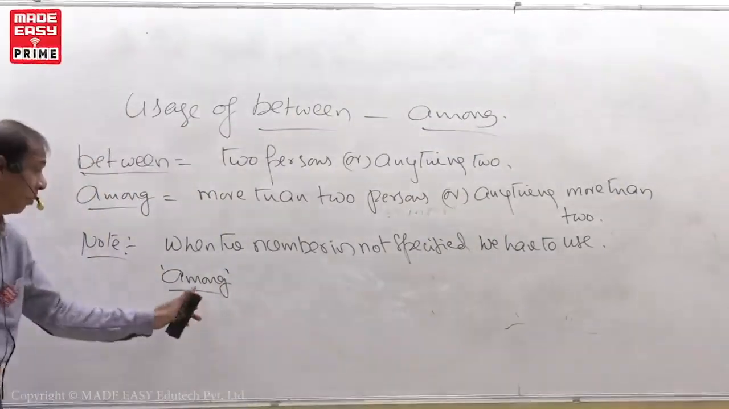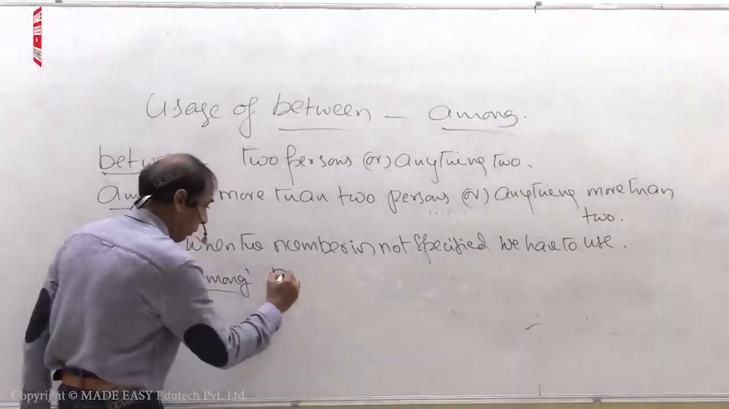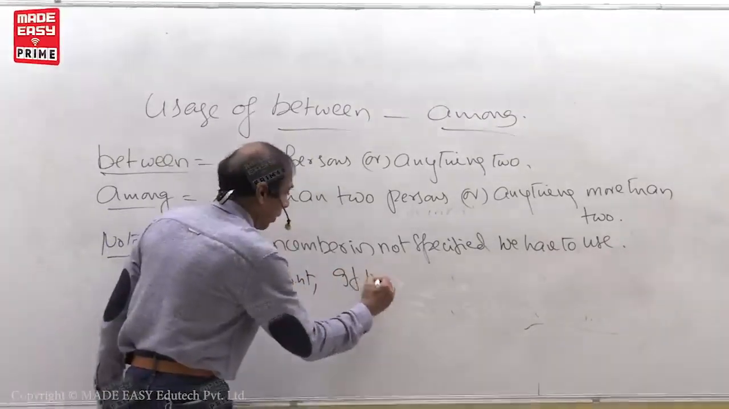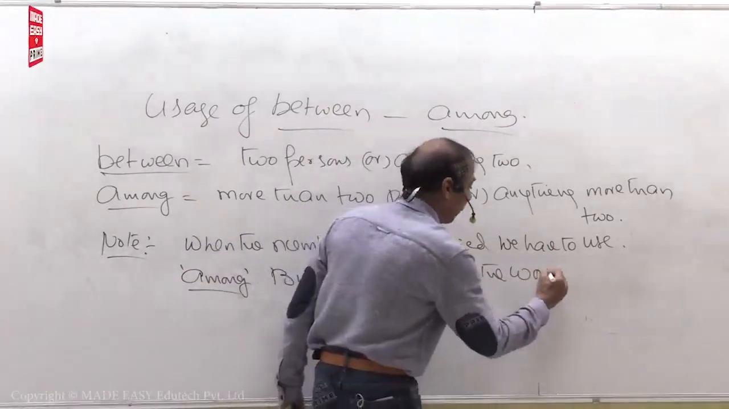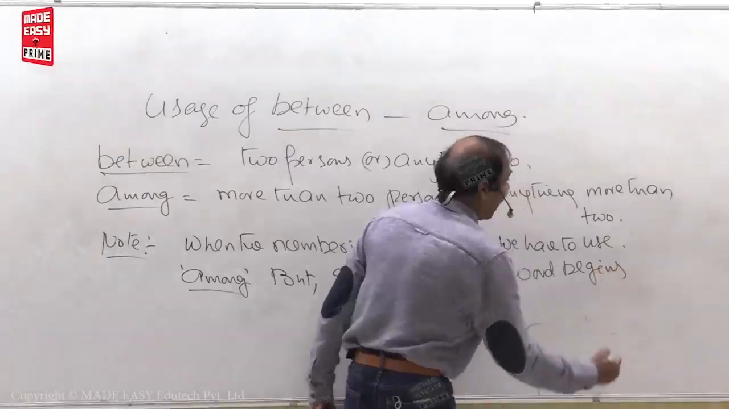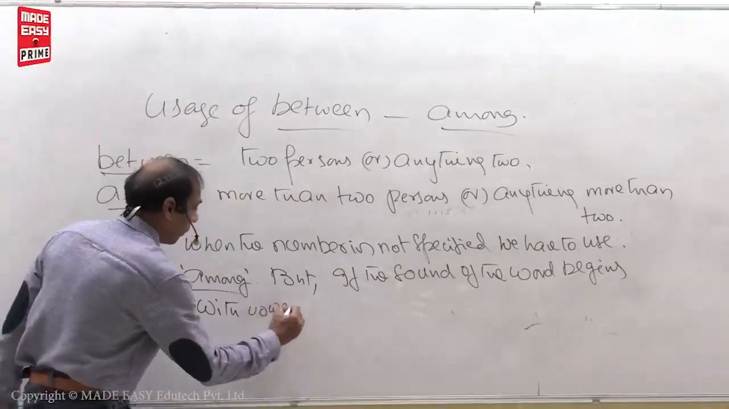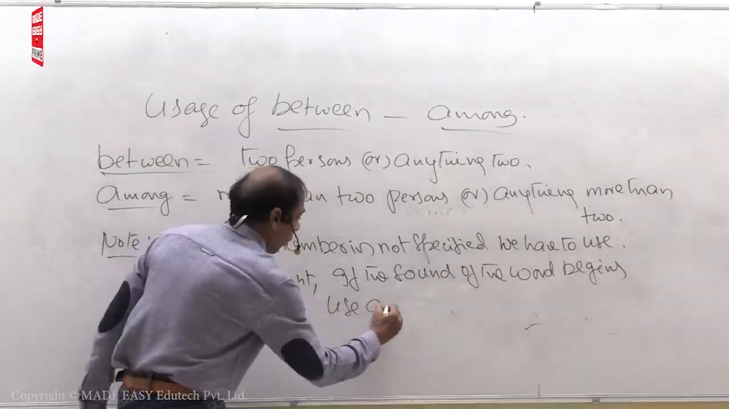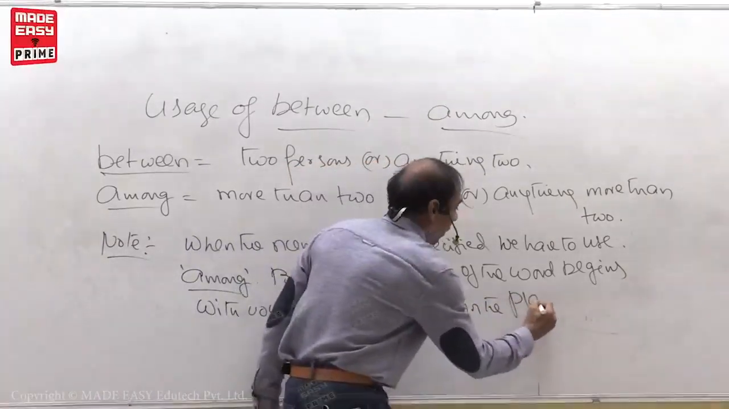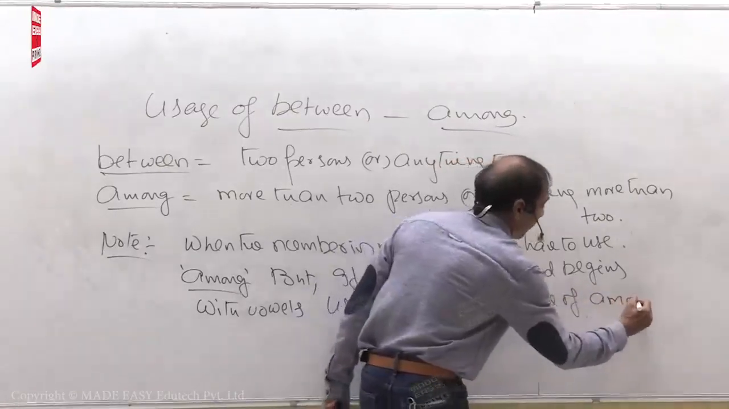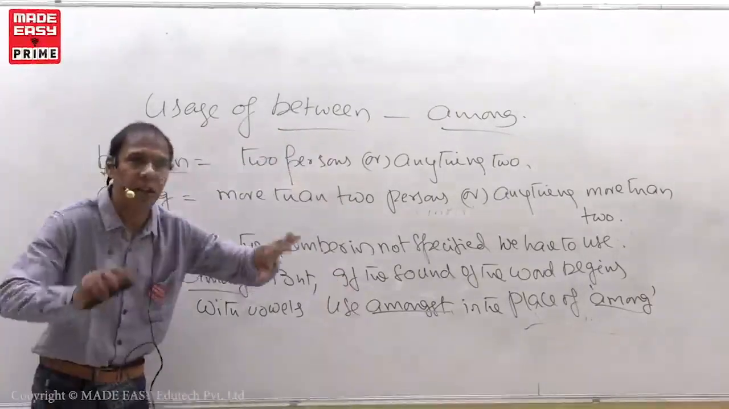You know why I told you this is a valid point? Because one important point is here. We have to use among, but if the sound of the word begins with vowels, use amongst in the place of among. Now, what is all this? I will explain.